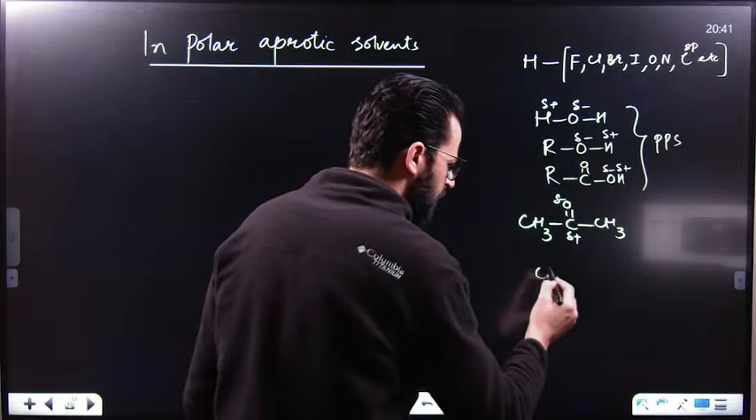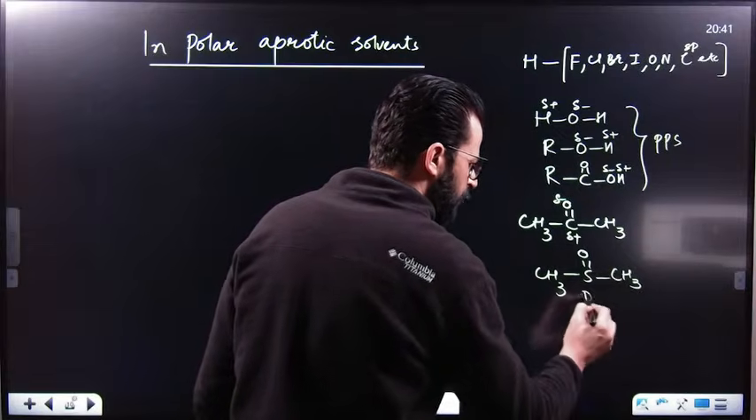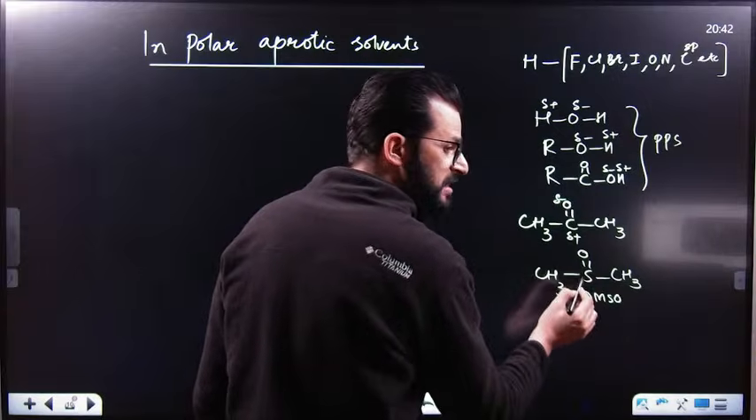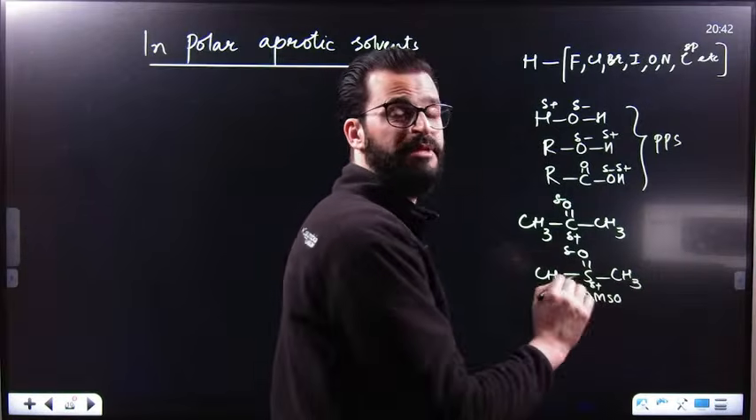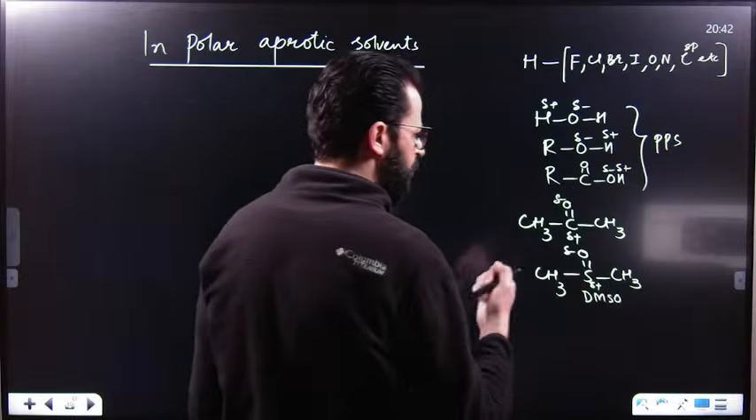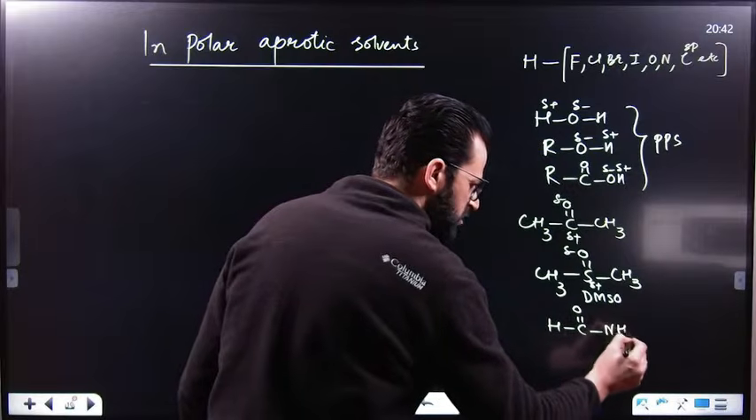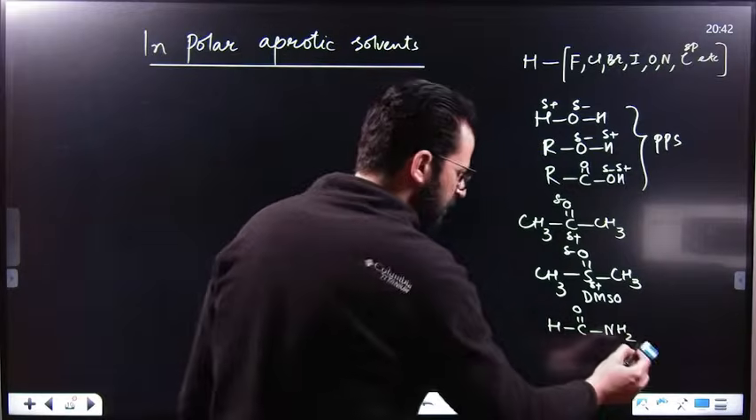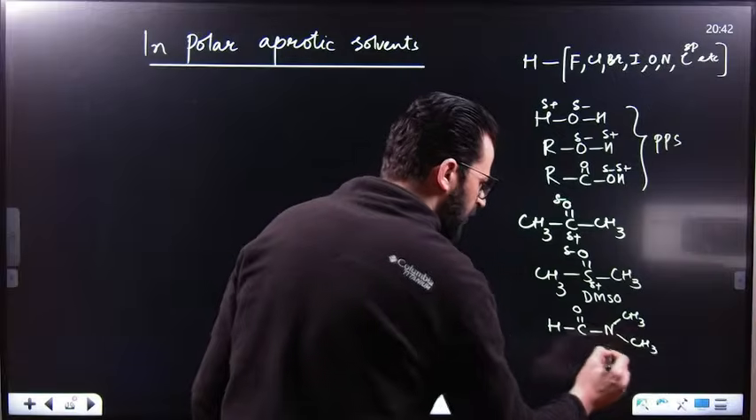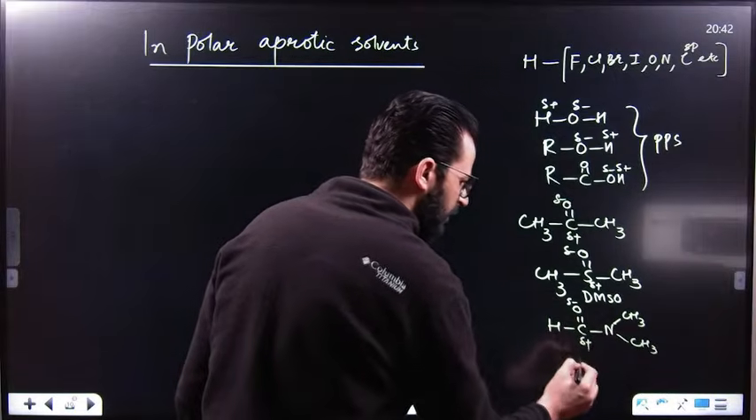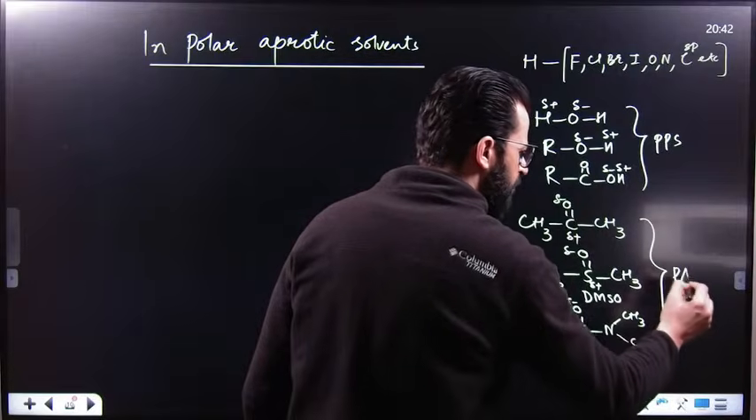Similarly, if I write like this, this is known as dimethyl sulfoxide, DMSO. This is also polar, but it cannot donate a proton. That's why it is a polar aprotic solvent. Similarly, this is formamide. If I replace the hydrogens by methyl, this is known as dimethyl formamide, DMF. So these are what we call polar aprotic solvents.